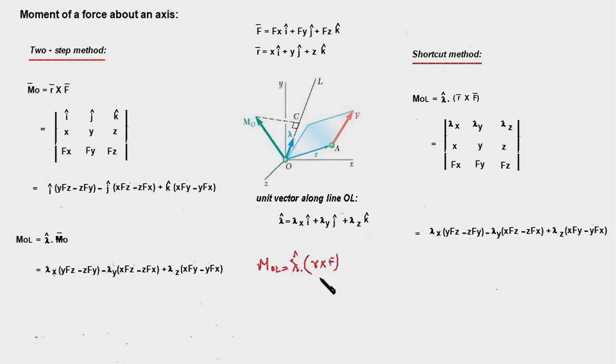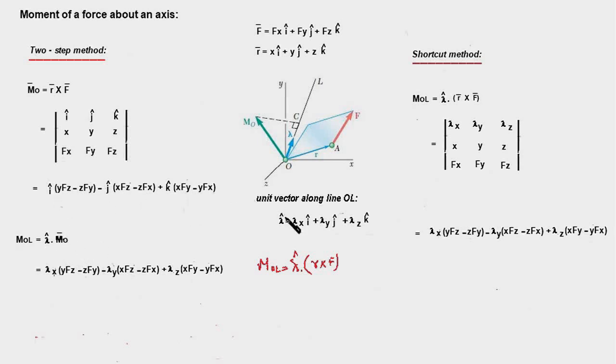So there are two ways to perform this computation. One is a two-step process in which first we compute the cross product of R and F by determinant method. So the first row we write ijk, the second row we have the position vector components, and in the third row we have the force components. And we know how to expand this, and this is the expanded form. So this is the moment about point O, and next we carry out the second operation, which is the dot product of lambda with this vector MO.